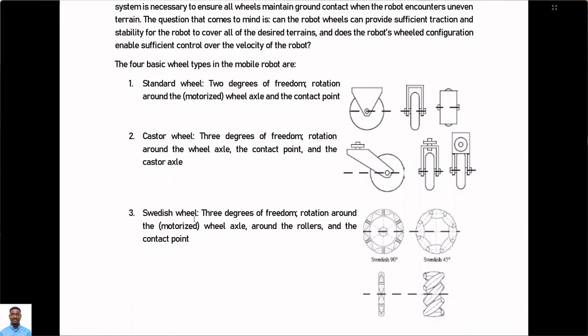Also, you have the Swedish wheel. The Swedish wheel is similar in terms of degrees of freedom to the castor wheel. These are wheels that have a lot of rollers on their circumference. The rollers can be inclined at 45 degrees, just like this, or 90 degrees, just like this other one. So the rotation is about the rollers, the contact point, and the motorized axle. That is, about the center point where the motor is spinning, then the rollers also spinning, and also about the contact point, which is the ground in this case.